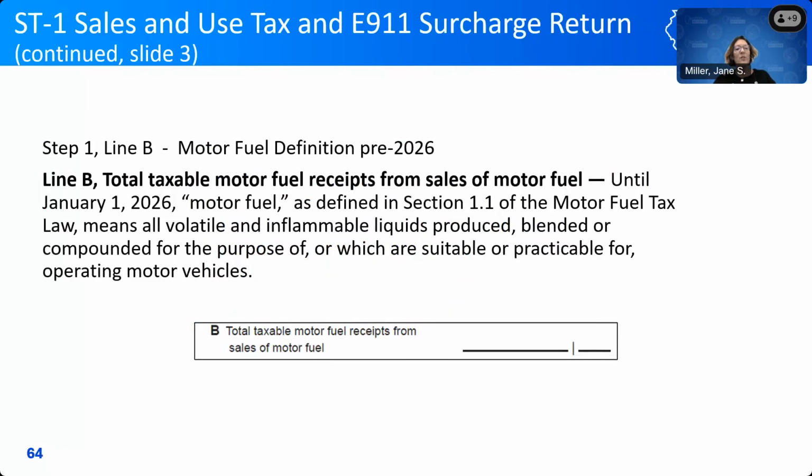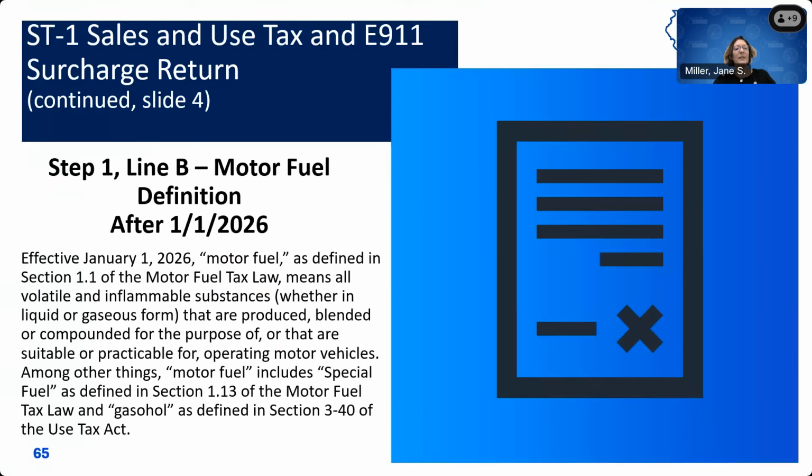Until January 1st, 2026, motor fuel was defined as all volatile and inflammable liquids produced, blended, or compounded for the purpose of, or which are suitable or practicable for operating motor vehicles. After January 1st, 2026, motor fuel is defined as all volatile and inflammable substances, whether in liquid or gaseous form, that are produced, blended, or compounded for the purpose of, or that are suitable or practicable for operating motor vehicles. Among other things, motor fuel includes special fuel and gasohol.